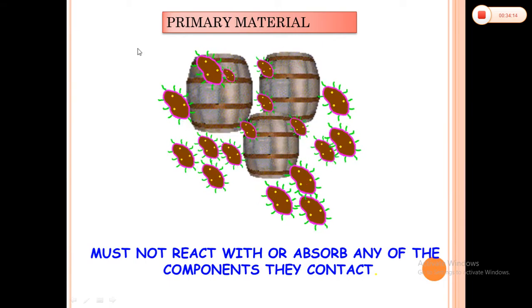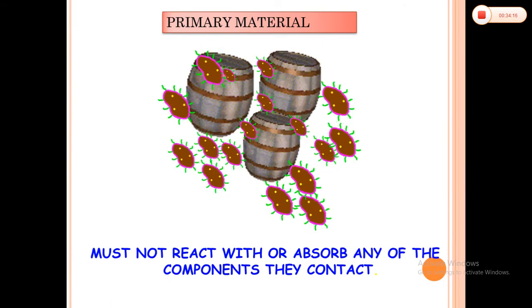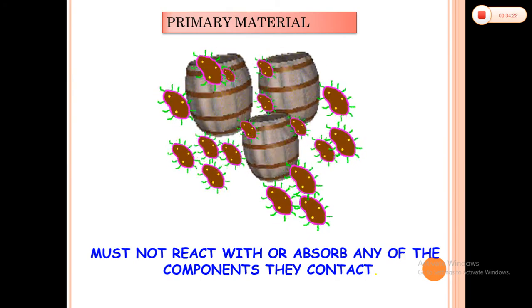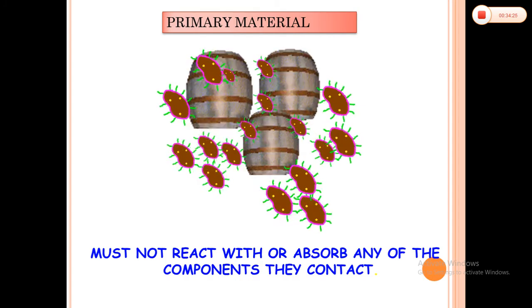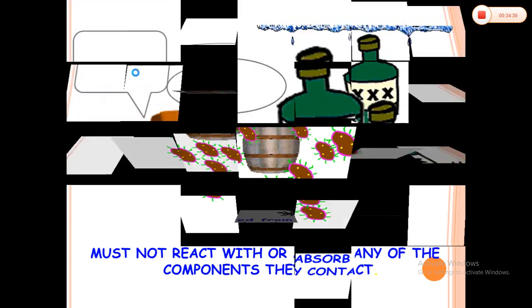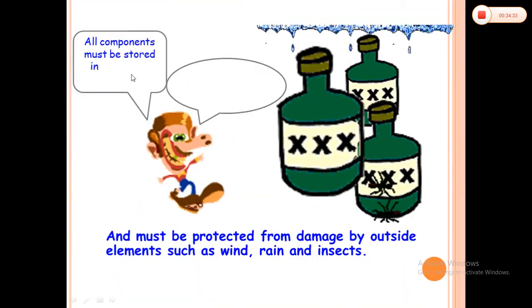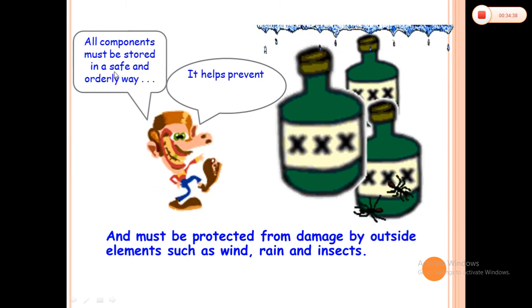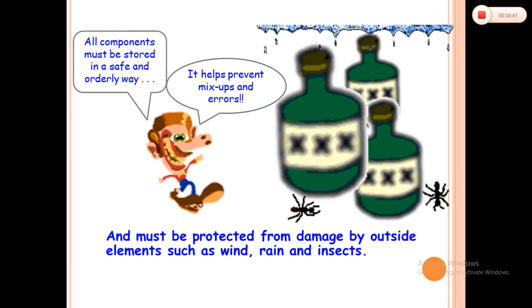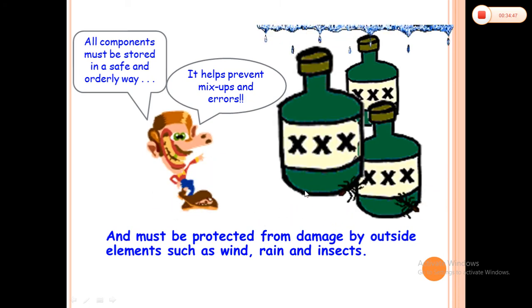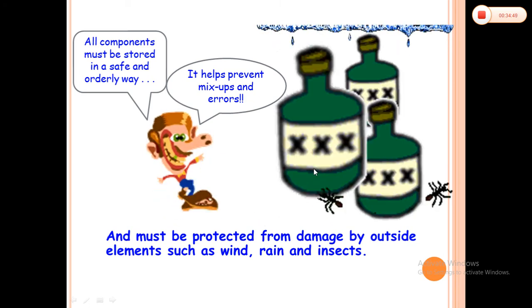Now, the third P, that is the primary materials, we have already discussed a lot in additives. But the precaution we have to take here is that it must not react with or absorb any of the components it contains. For that purpose, proper storage conditions must be provided. All the components must be stored in a safe and orderly way. It helps to prevent mix-up and errors, and must be protected from damage by outside elements such as wind, rain, and here we can see insects. So proper packaging should be provided for all the primary materials.